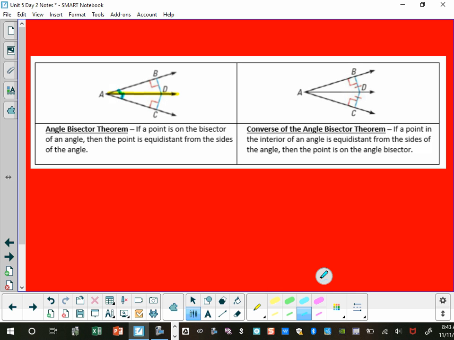Another way to know that AD is an angle bisector is that these lines are congruent. Those hash marks tell me that BD and DC are congruent, so I know that AD is the angle bisector. Congruency and bisector go hand in hand.